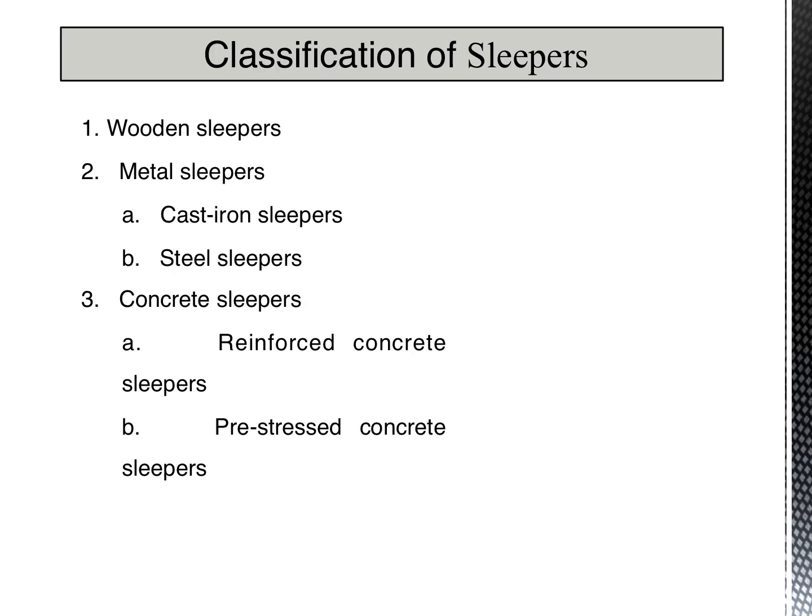So next we have the classification of the sleepers. The sleepers are classified depending upon the material that is used in the manufacture of the sleeper components. Depending upon that, the sleepers can be classified as wooden sleepers and metal sleepers. Within metal sleepers it can be cast iron or steel sleepers. And if the sleepers are made of concrete, we call it the concrete sleeper. Concrete sleepers can be reinforced concrete sleepers, or pre-stressed concrete sleepers. So we'll look one by one at the advantages and disadvantages of using the various types of sleepers.